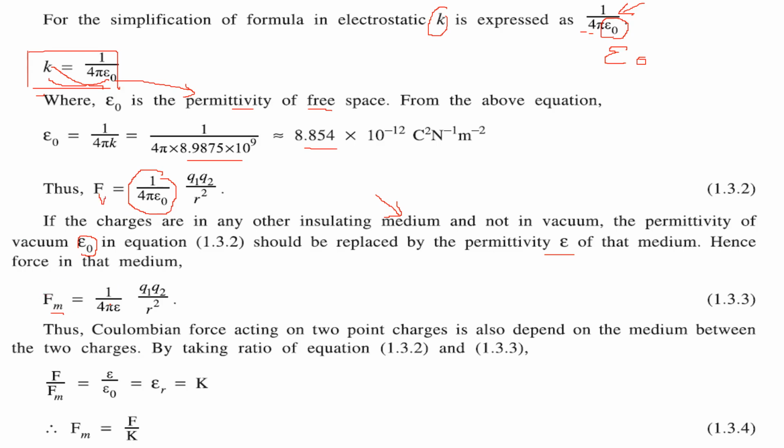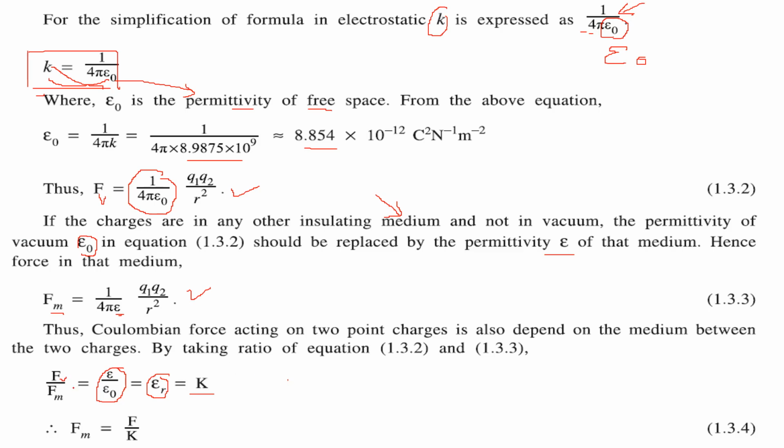So it is 1 by 4 pi epsilon. Now it will be epsilon, not epsilon 0. This is for medium, and Q1, Q2 by r square. Now let us take this one, 1.3.2 and 1.3.3. Let us divide them. So FV by FM, all other things get cancelled. Only epsilon by epsilon 0 will remain. And this is a special ratio. We call it epsilon r, which is equivalent to K.